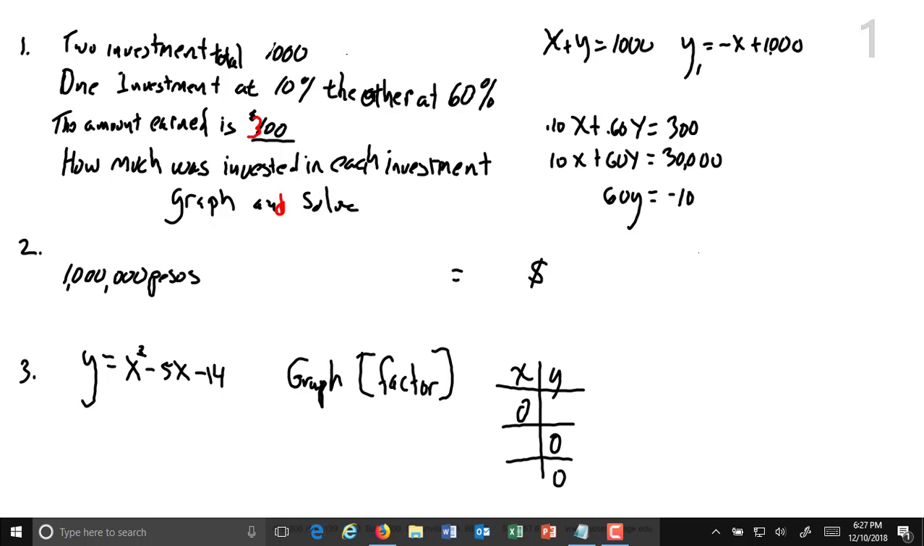So I have 60y equals minus 10x plus 30,000, right? Now if I divide both sides by 60, I would divide each one of these by 60, you see? So that goes to minus 1/6. So I have y equals minus 1/6 x, and this goes off like this, right? And that goes to be 500, correct?